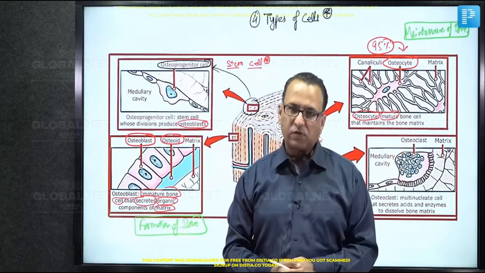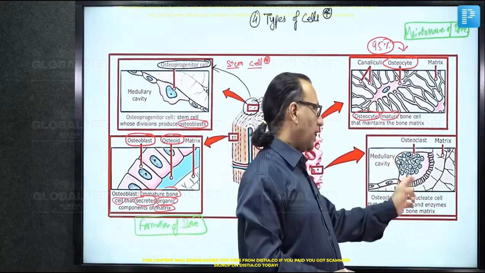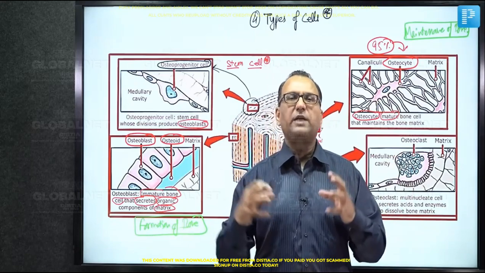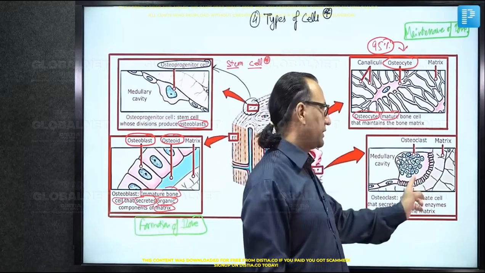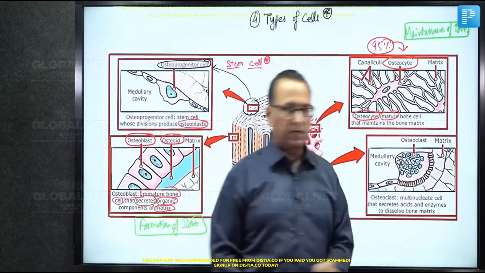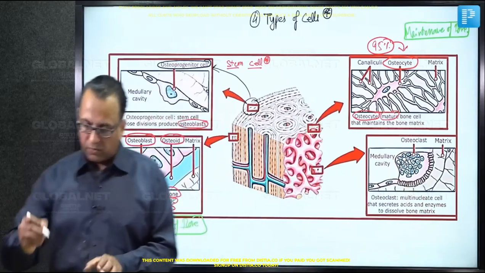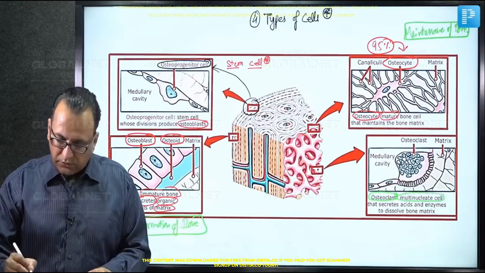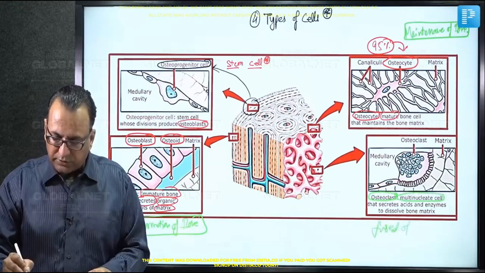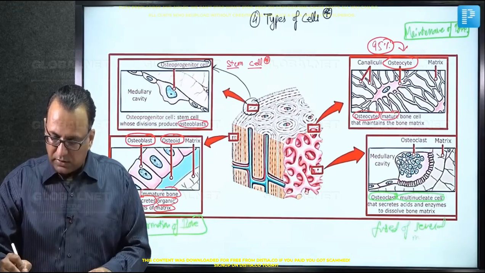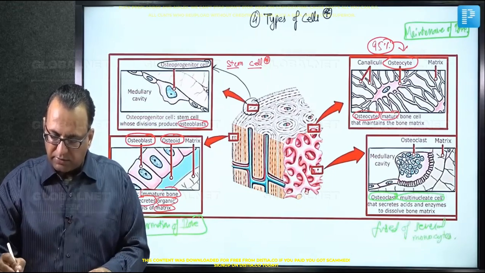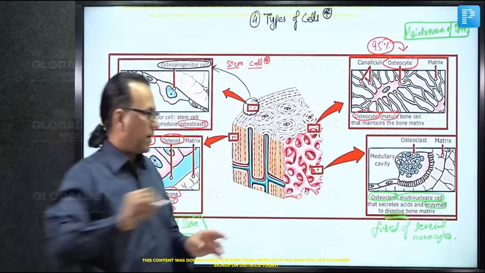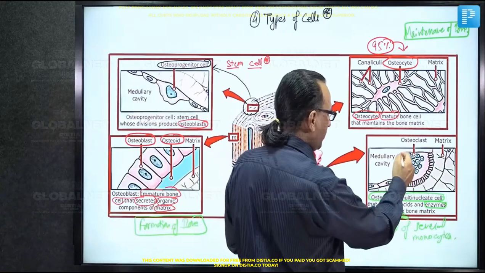Osteoclast cell is not a bone cell. It is actually a monocyte series cell coming from the bone marrow, and several monocytes come together to form a giant cell, a multinucleated cell called the osteoclast. So as we see, osteoclast is a multinucleated cell formed by the fusion of several monocytes. Now this osteoclast has several hydrolytic enzymes which can dissolve the bone matrix. It is a cell for bone resorption.